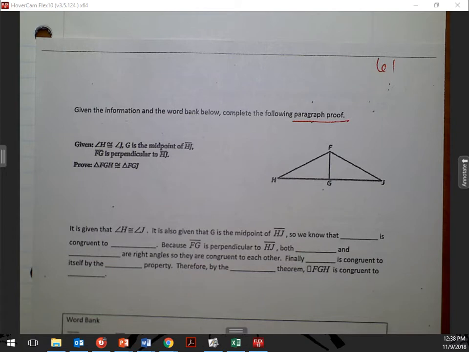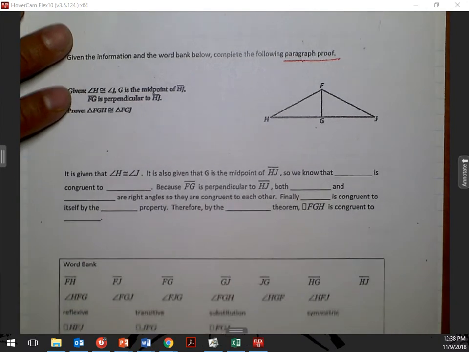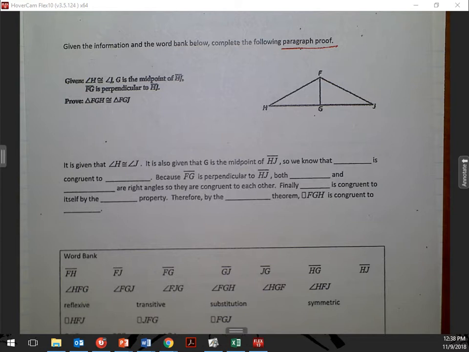One of them. Okay. So this is a paragraph proof, and what a paragraph proof is, it's basically you're filling in the blank. It's like one of those stories that you fill in the blank with the vocabulary words. Mad Libs or something like that. Now, this is just another type of proof, but actually does the same thing. So, given what we have right here, we're going to say it is given that angle H is congruent to angle J, right? Because that's given, right?